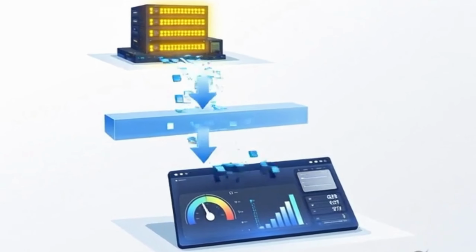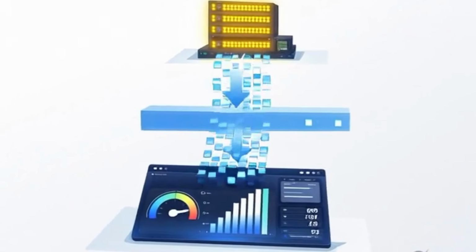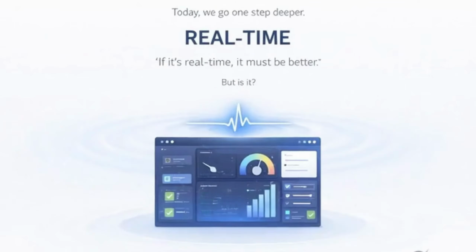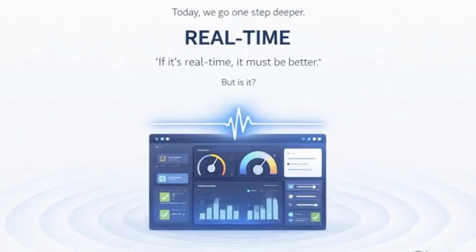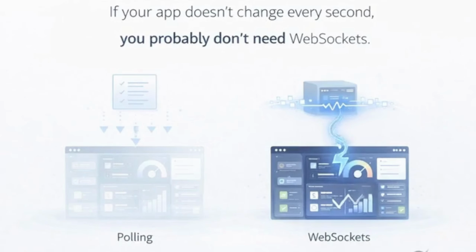In the previous episode, we talked about the hidden network layer, how performance doesn't start in the UI. Today, we go one step deeper: real time. Because somewhere along the way, front-end teams started believing if it's real time, it must be better. But is it? If your app doesn't change every second, you probably don't need WebSockets. That sounds controversial, but let's break it down properly.